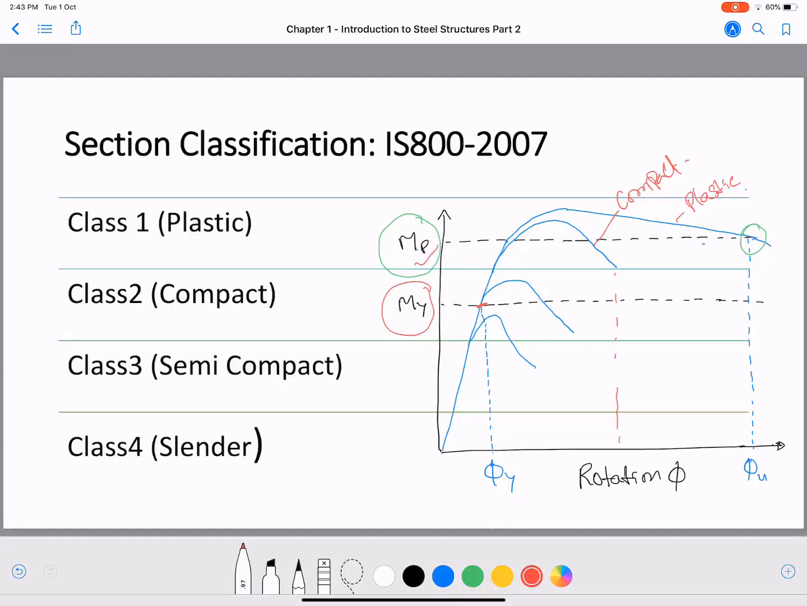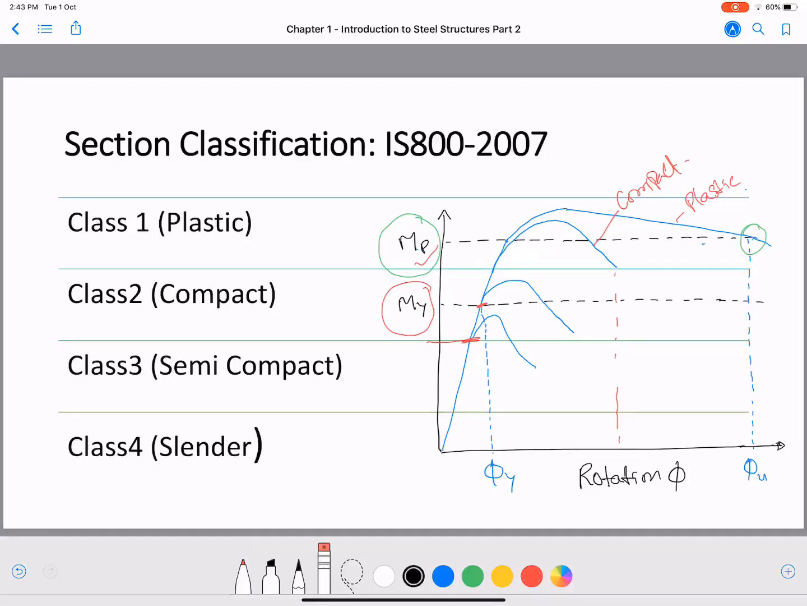Now come to the slender section. The slender section is nothing but sections in which yield in the extreme fibers cannot be attained because of premature local buckling in the elastic range. That means it's not even reaching the yield moment before it actually fails. It is below the yield moment.